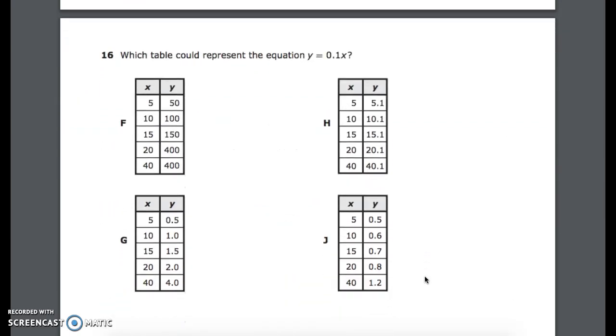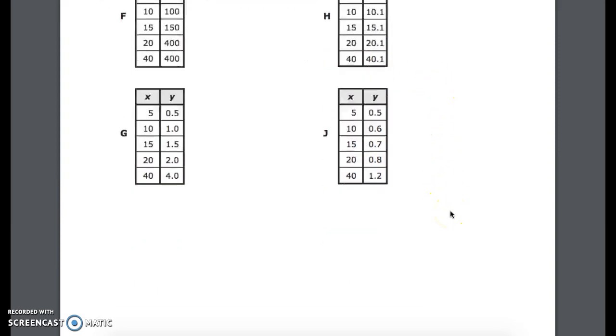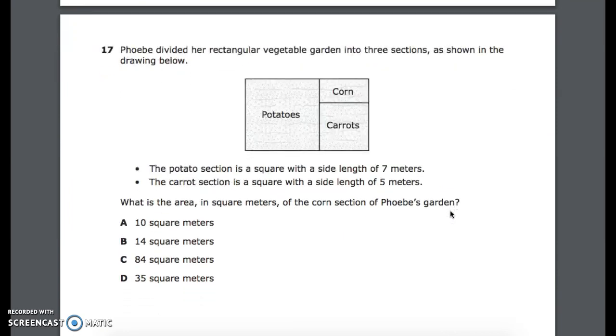Number 16. Which table could represent the equation y equals 1/10 x? Number 17. Phoebe divided her rectangular vegetable garden into 3 sections, as shown in the drawing below. Potatoes, corn, carrots. The potato section is a square with a side length of 7 meters. The carrot section is a square with a side length of 5 meters. What is the area in square meters of the corn section of Phoebe's garden?